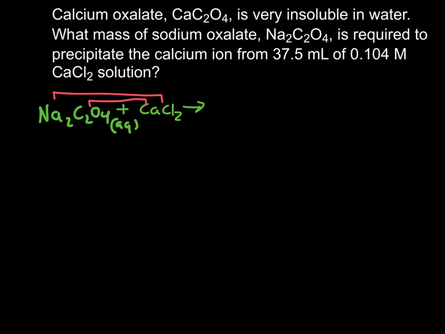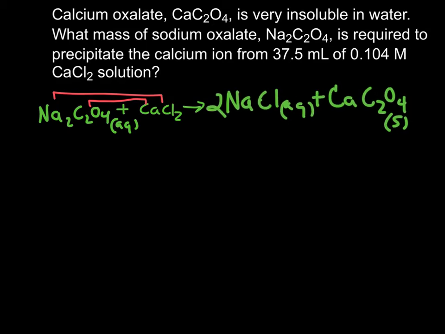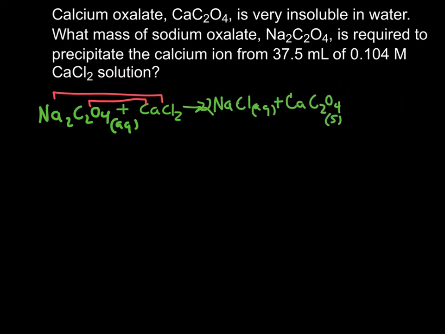So we're going to make sodium chloride, which we know is aqueous, and the calcium oxalate, which is a solid, because they tell us that it's very insoluble in water. That means it's a solid. Now to balance, we need a 2 in front of the sodium chloride, and then we're done. Let's shrink that all down.